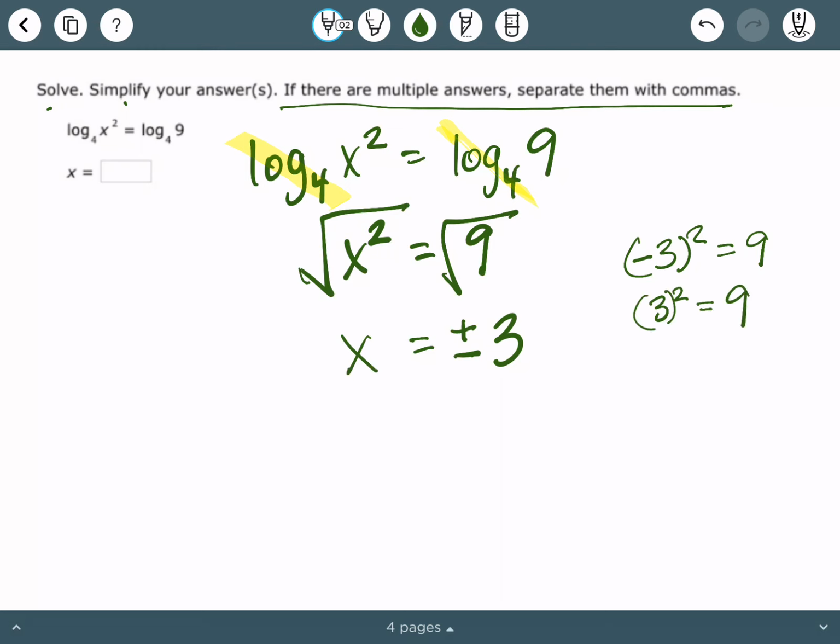So two possible answers here. I'm going to separate them with commas. So I'm going to write 3, negative 3, and before I press enter.